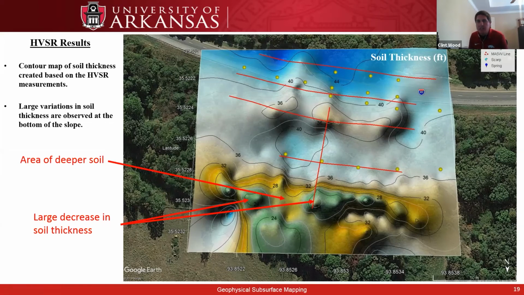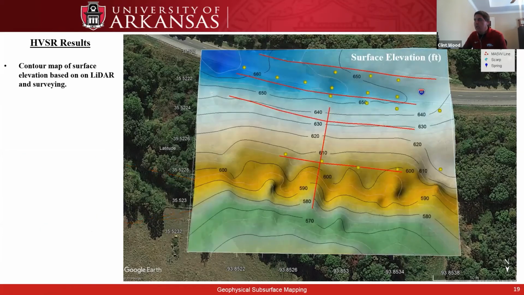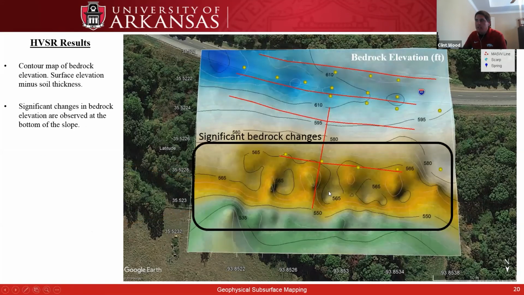So everything gets interesting kind of at the toe of the slope in this particular case. And if we take a surface elevation map of the area that we developed using LiDAR and surveying, we can subtract those two and we can get a bedrock elevation map. Or what does bedrock look like in a topographic map? And in this map, we can see some major changes in this particular case.